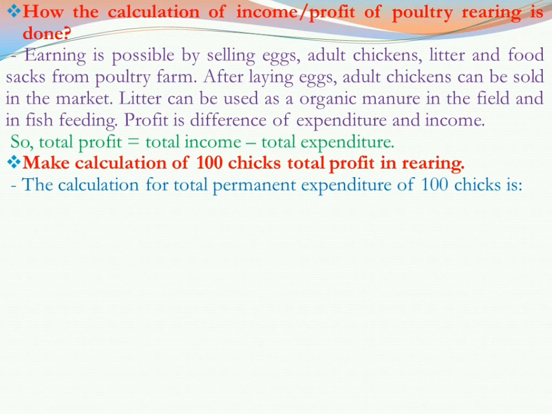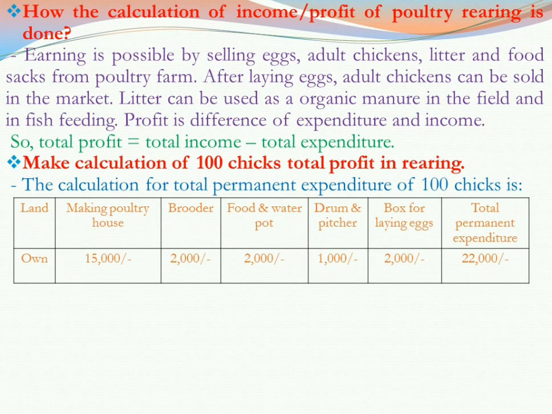Calculation for total permanent expenditure of 100 chickens. At first we have to look at the sectors where we have expense, that is land. Let us think the farmhouse owner has his own land, so he doesn't have to buy that. So for land we didn't take any cost.